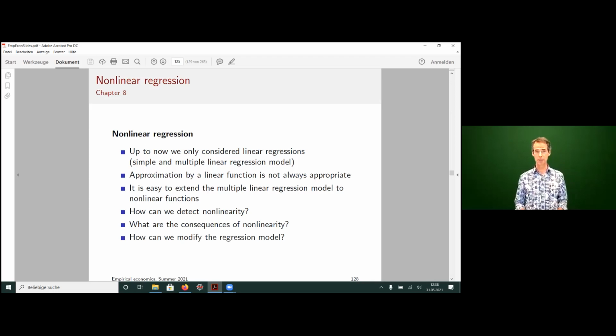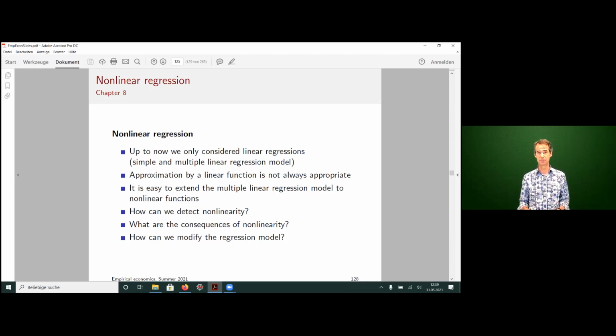Okay, so the next topic is an extension of the multiple linear regression model that we've already seen before. Up to now, as you might remember, everything we did was looking at a linear regression. So we had a simple linear regression model where the endogenous variable was just a linear function of the regressor. And we had a multiple linear regression model where the endogenous variable is a linear function of all regressors.